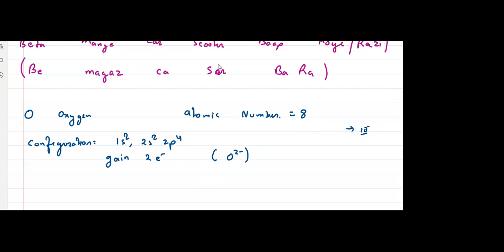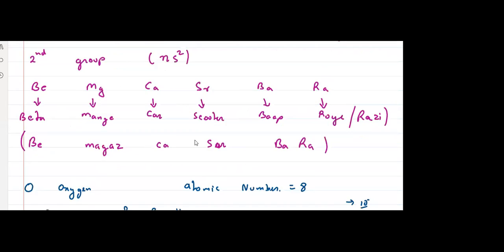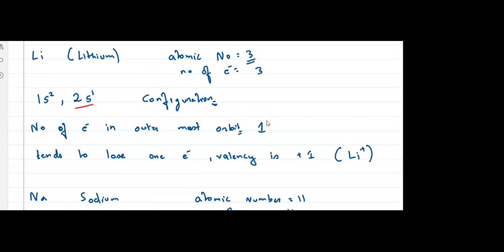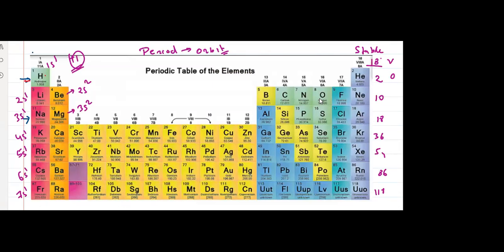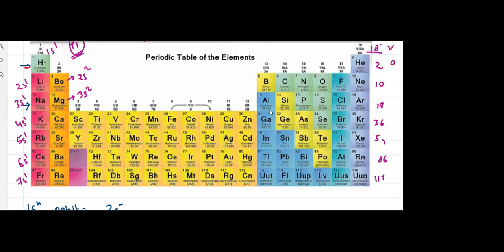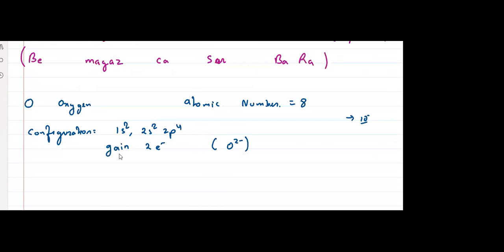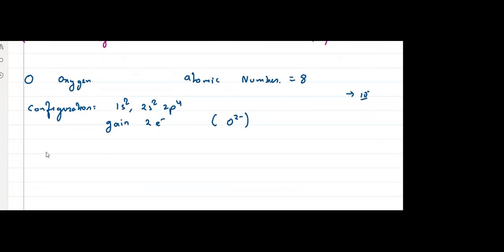Correct. Very good. So I can just generalize this. For oxygen, it is 2p4. What about sulfur? Without solving, can you say what would be the outermost configuration of sulfur? Yes, correct. 3p4.